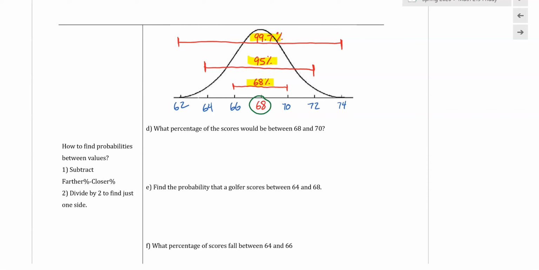We could answer all of these using the empirical rule, and people do them different ways. For me, I definitely prefer a little sketch. It helps me out. Anyways, it says, what percentage of the scores would be between 68 and 70? So I'm just going to draw a quick little sketch. Between 68 and 70, that's 1 standard deviation to the right, correct? I'm just looking for that little gap there. Well, I know if I go 1 standard deviation right and 1 standard deviation left, altogether that contains 68% of my data.